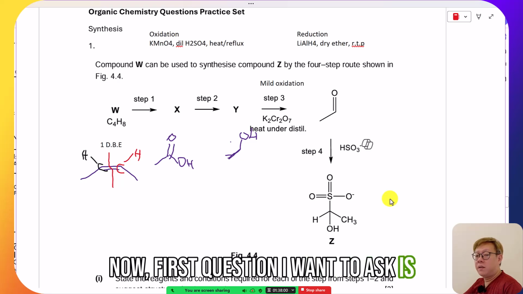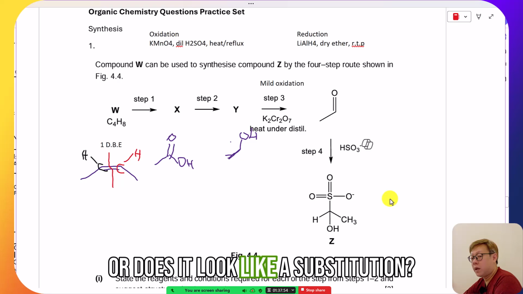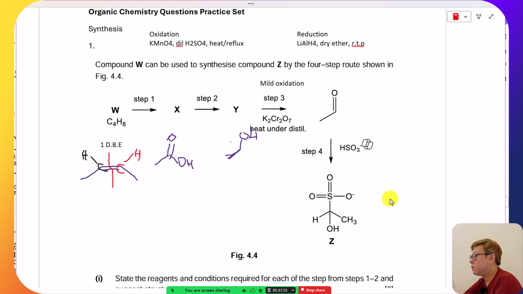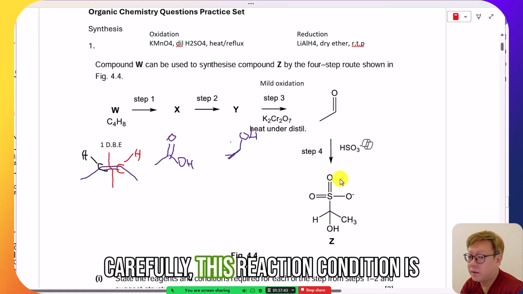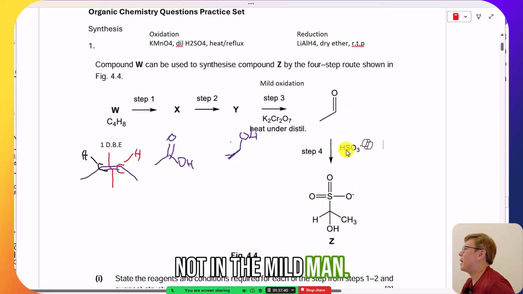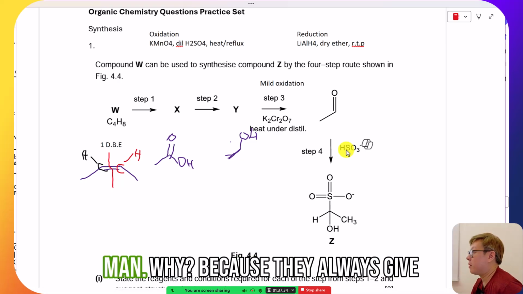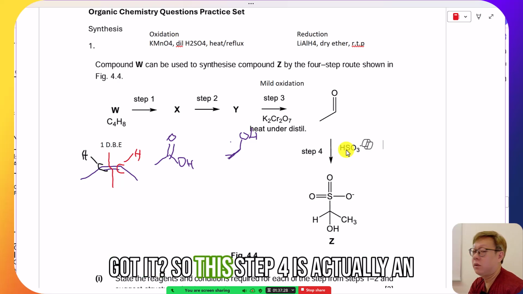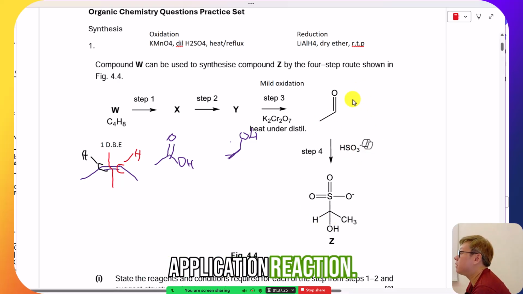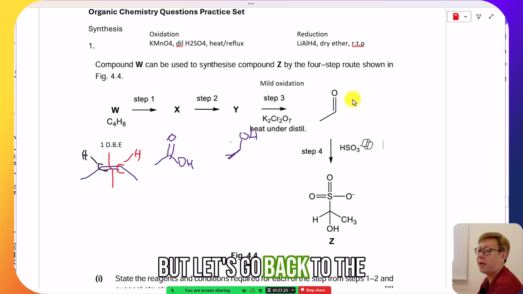Now, first question I want to ask you is this. Step 4, does it look like an addition or does it look like a substitution? Follow what I'm saying? Now, if you look carefully, this reaction condition is not in the mind map. Got it? And do not be surprised if you see things that are not in the mind map. Why? Because they always give you an application kind of reaction. Got it? So this step 4 is actually an application reaction.